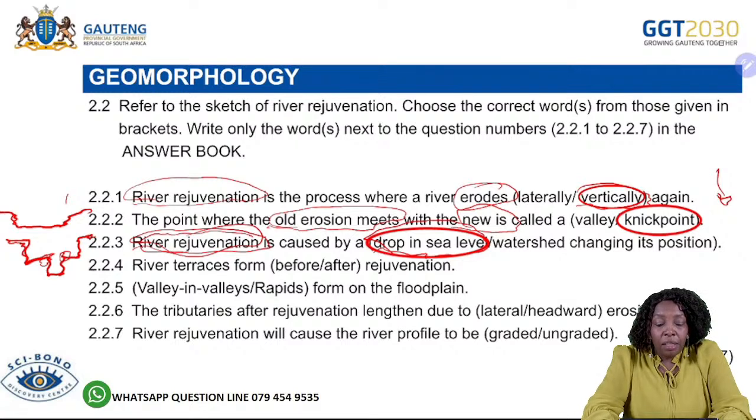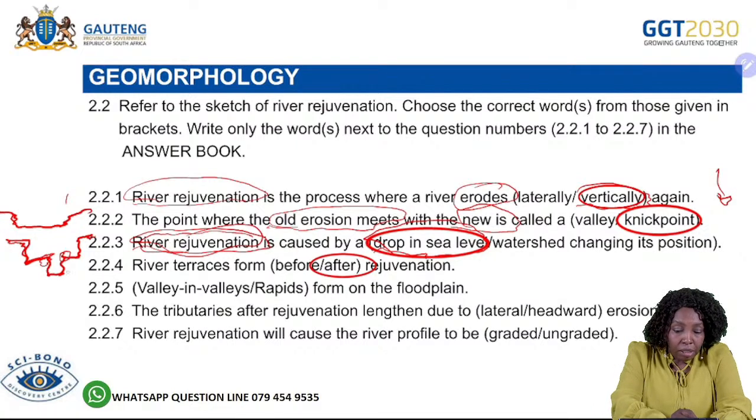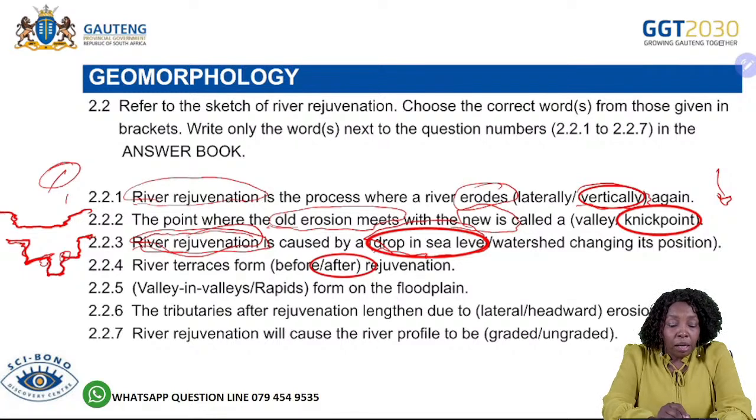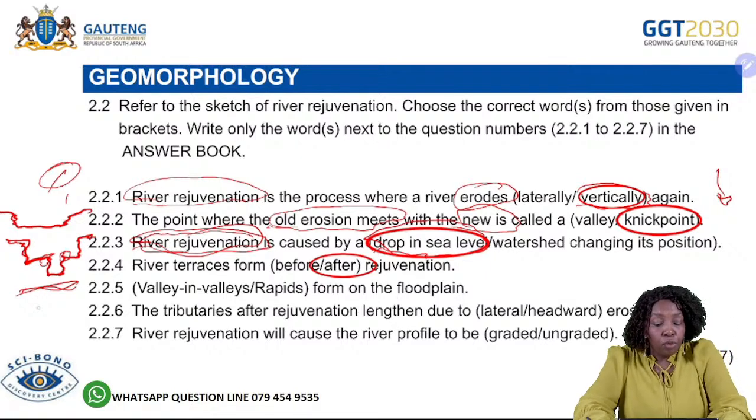River terraces, do they form before or after rejuvenation? They form after. From this structure that you can see, here the river has not rejuvenated. Here it's just a river valley without rejuvenation. But when we look at this diagram that I have indicated here, this is where we see that the river has regained its energy and started to erode faster, which then results in the development of those terraces.